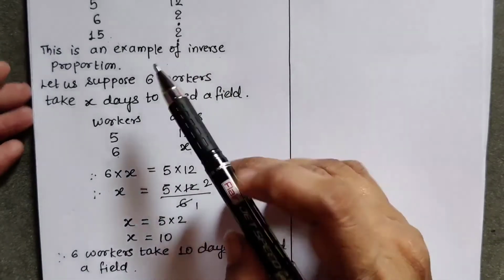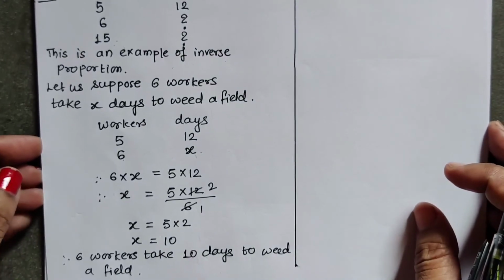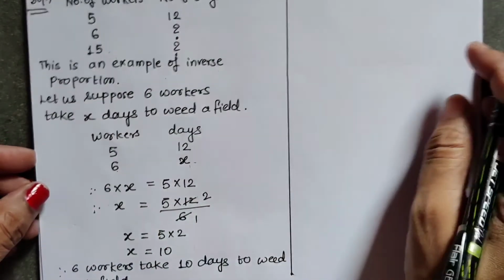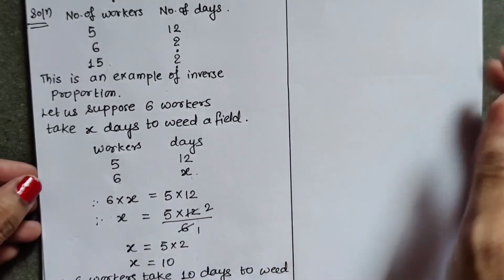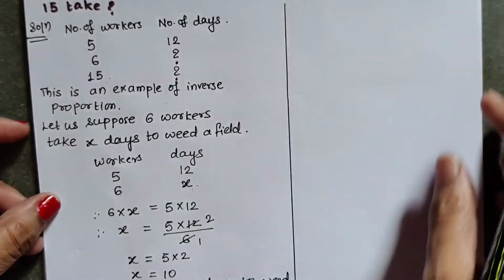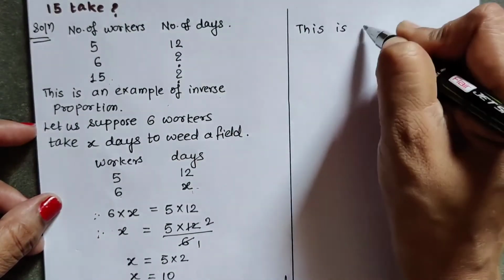Now let us see how many days 15 workers will take. We have to find out how many days the 15 workers will take. So again we start from here. This is an example of inverse proportion, because if the number of workers is increasing, the number of days they require to complete the work will be decreasing.